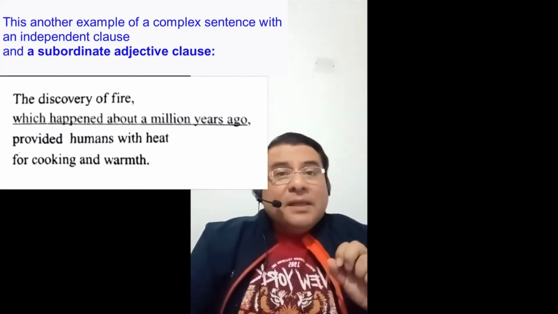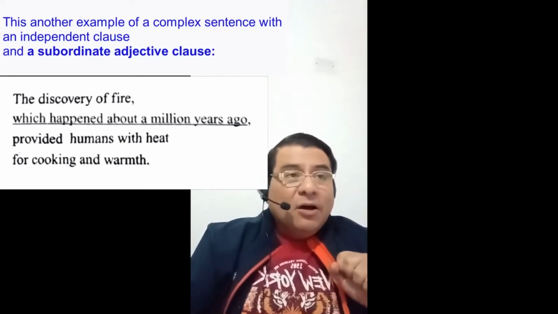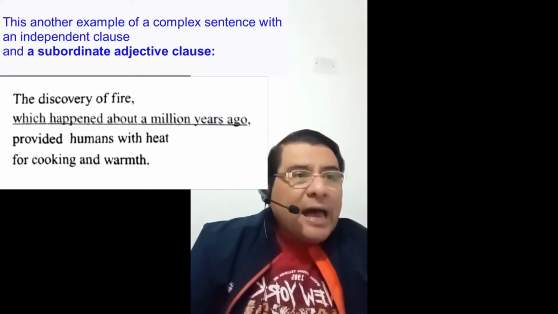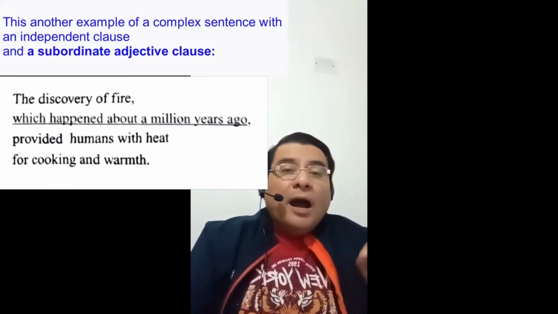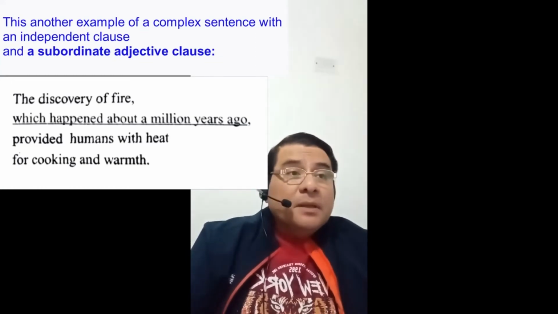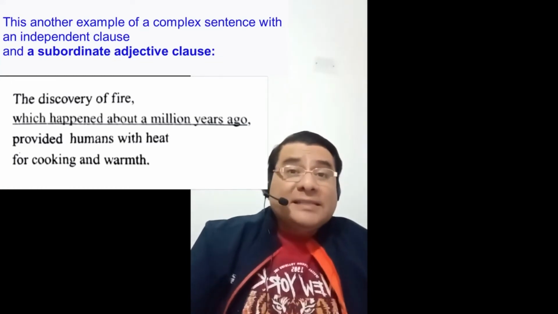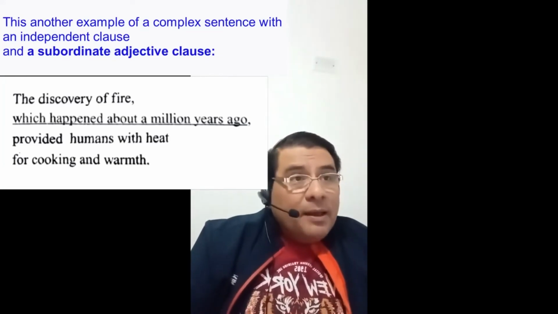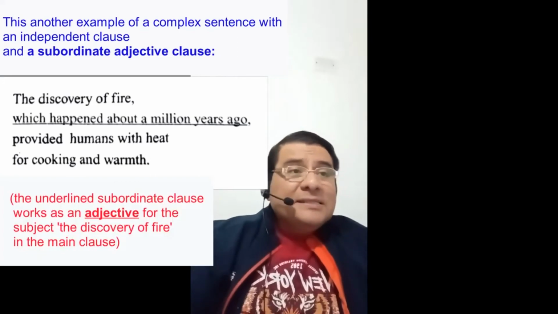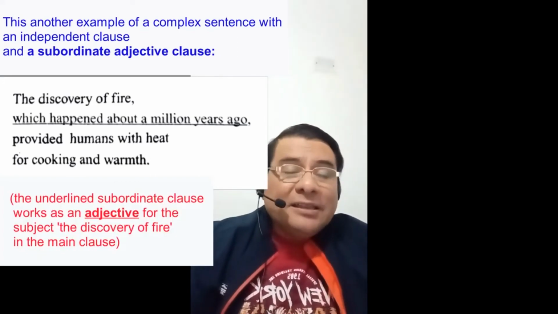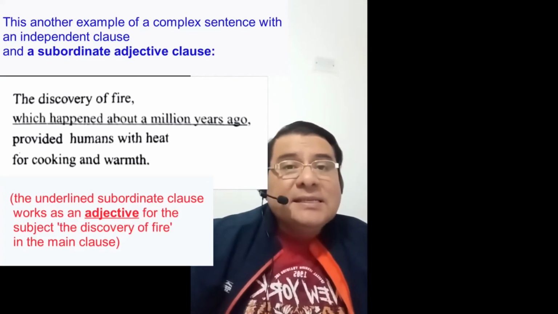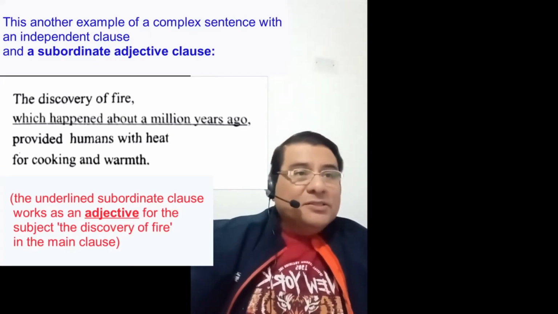But you can see that embedded within this main clause, there is this subordinate clause, which happened about 1 million years ago. How do we know it is a clause? Which is performing as a subject, and happened is a conjugated verb. But this structure is working as an adjective for the discovery of fire. So we say it is a subordinate adjective clause.